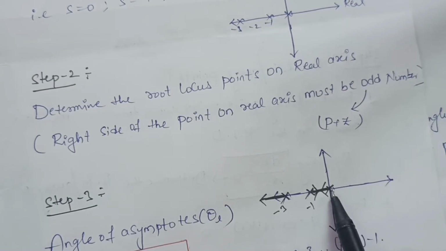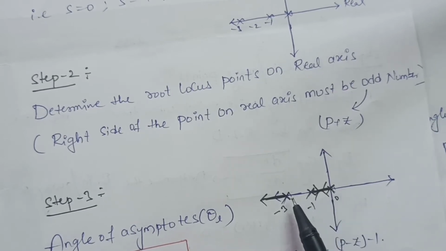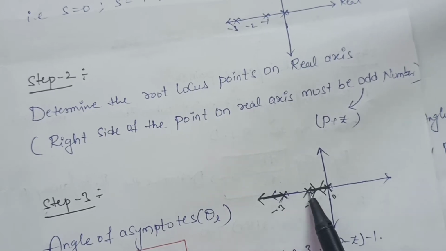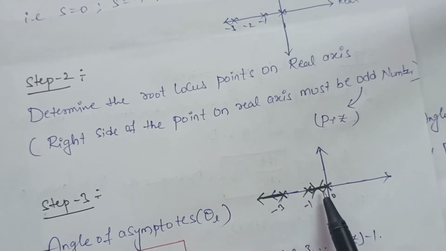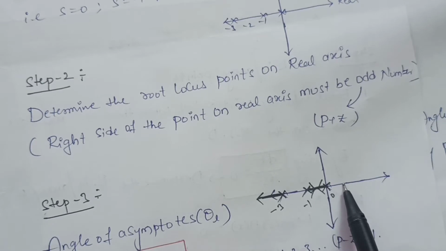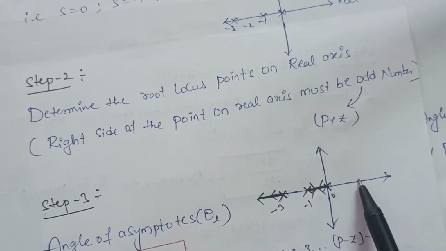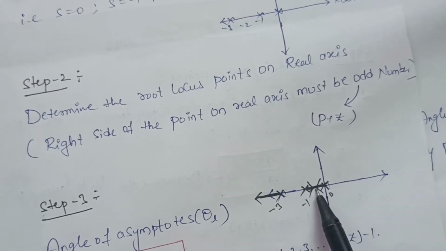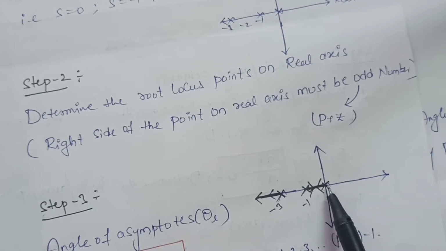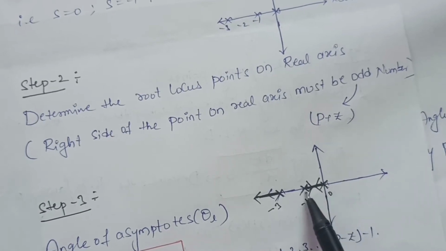Now the real axis does not have root locus in between these 2 points. For example, if I take this point, what are the open loop poles and zeros to its right? That is 0, that is also an even number. Just neglect this point. If you take this point, now on the right side of the point we have one pole, simply that is an odd number. Now the root locus lies in between these 2 points.